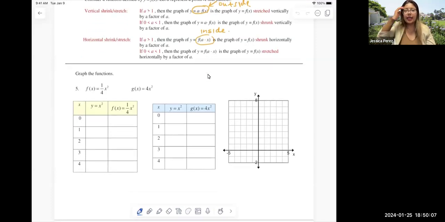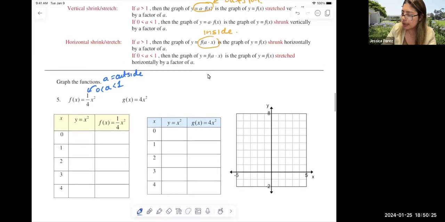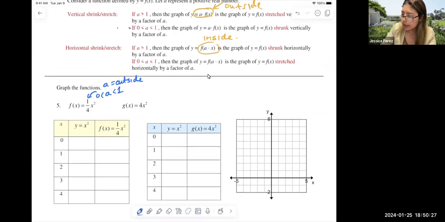So what we're going to be doing is looking at question number 5, and we're starting to evaluate. First, what do we see about A? A is on the outside of the function, and A is between 0 and 1. It's fractional, right? So if it's fractional and it's outside, it's going to be this scenario. That means it's going to shrink vertically by a factor of A. So let's start by evaluating here our value 0.